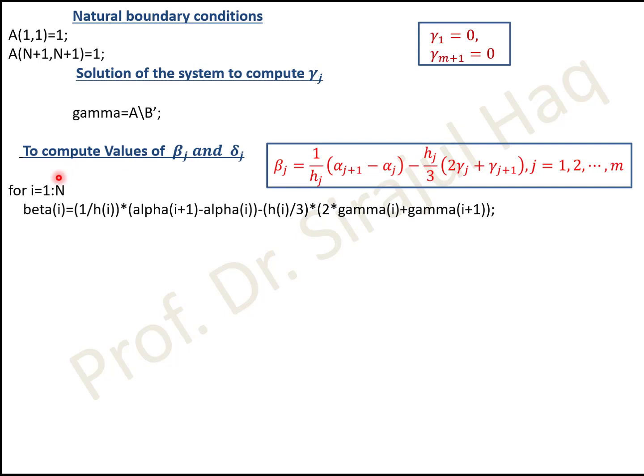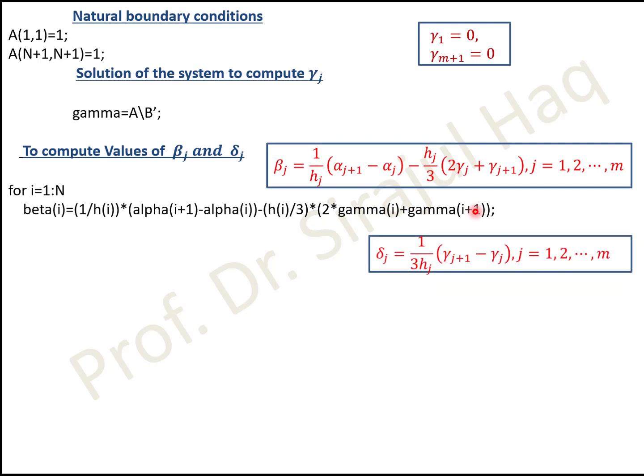And similarly, when i is equal to 2, you are having beta 2 is 1 over h2, alpha 3 minus alpha 2 minus h2 divided by 3 multiplied by 2 gamma 2 plus gamma 3. And finally, when i is equal to n, beta n, which is beta m, is 1 over hm, alpha m plus 1 minus alpha m, minus hm divided by 3, 2 gamma m plus gamma m plus 1.